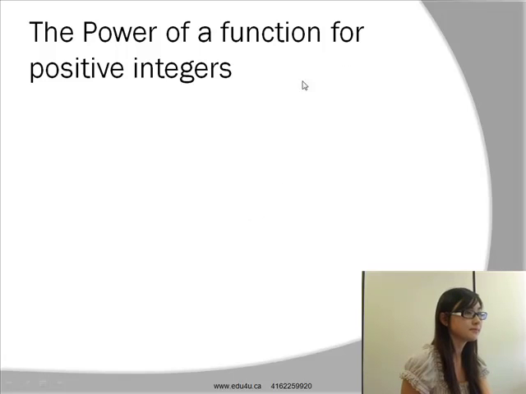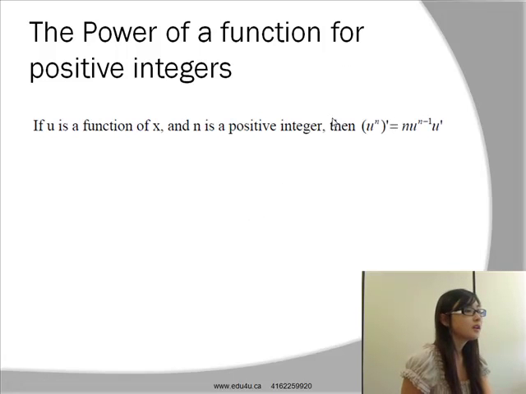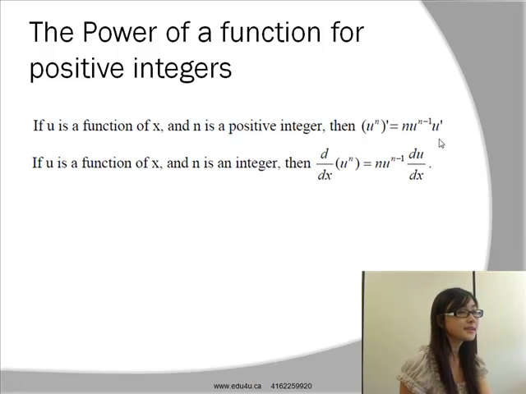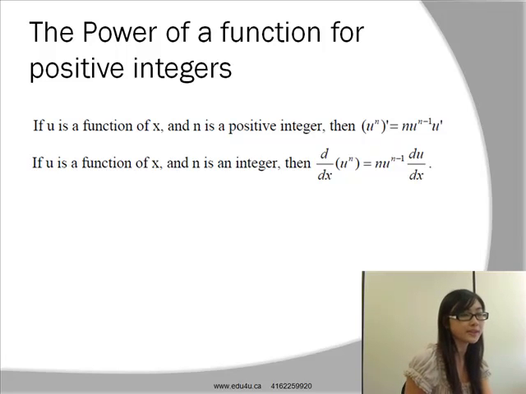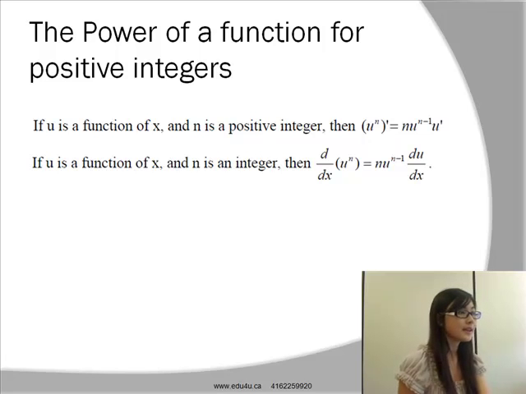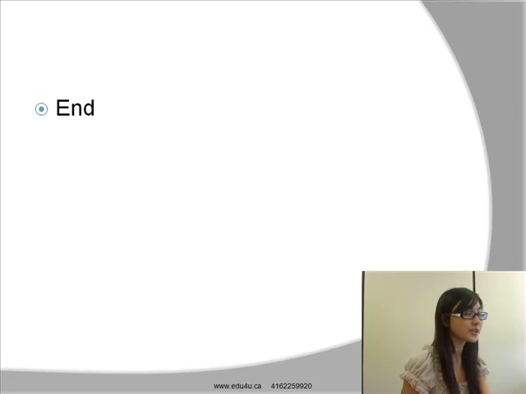Now let's take a look at the power of a function for positive integers. If u is a function of x and n is a positive integer, then the derivative of u to the power of n will be equal to n times u to the power of n minus 1 times the derivative of u. There is an example of this in your learning resources. Unfortunately, we're not going to cover that in lecture today, so feel free to check that out.